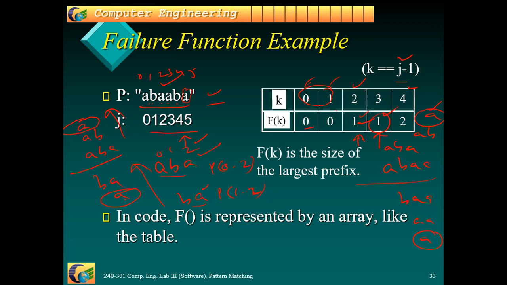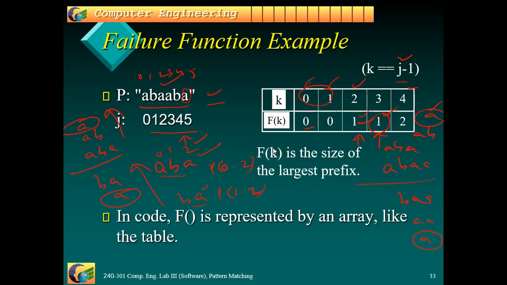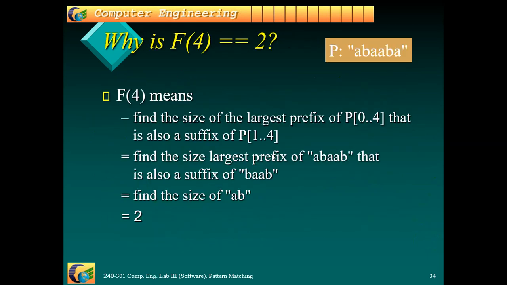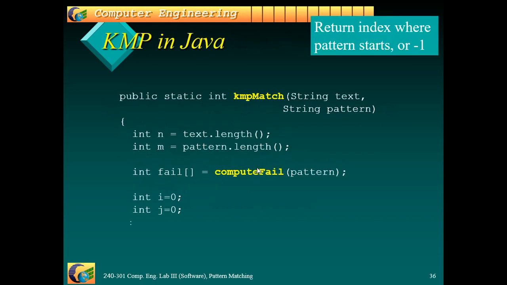Similarly for 4, which I have already calculated here, you can see you have got 2. So this is how we calculate the failure function values for our pattern. It means you are pre-processing the pattern itself, in order to locate j at a certain higher value instead of 0, so that comparisons can be saved in the subsequent iterations. That's how the algorithm is constructed.